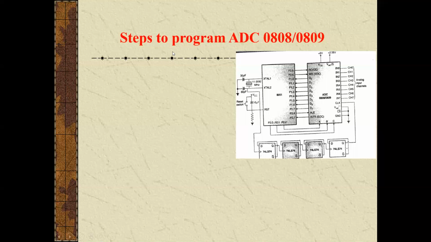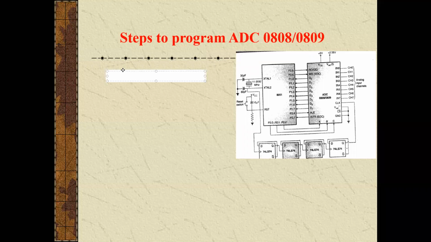We have seen how to write the simple program. Now let's see the second program. We have to write a program to interface this 8-bit analog to digital converter to the 8051, and we have to connect the channels CH0, CH3 and CH7.